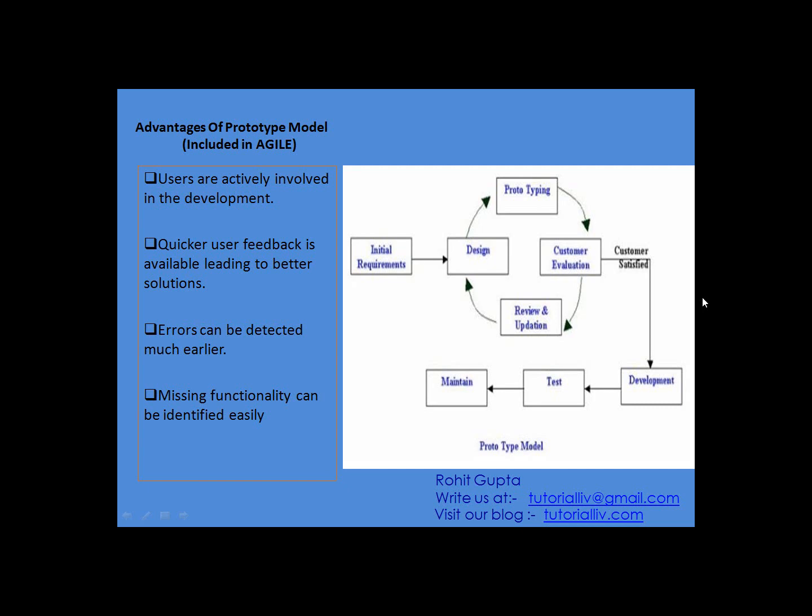If there is some kind of missing functionality as well, since we are delivering the first phase to the customer, if there is something missing, he can give us feedback at that time that yes boss, this particular functionality is missing, so you need to implement that. So agile has adopted user participation, early error detection, as well as feedback from the user at each and every stage from this prototype model.